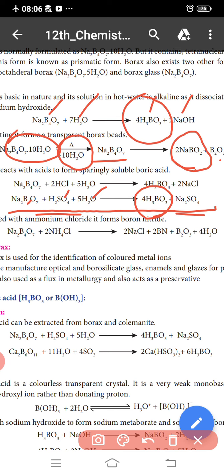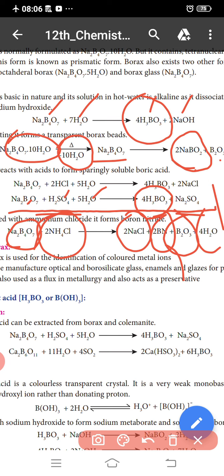The next one, treatment with ammonium chloride to form boron nitride. Borax reacts with ammonium chloride; on the product side, sodium chloride and boron nitride form, along with boron oxide and water molecules. This is ammonium chloride reacting with borax.